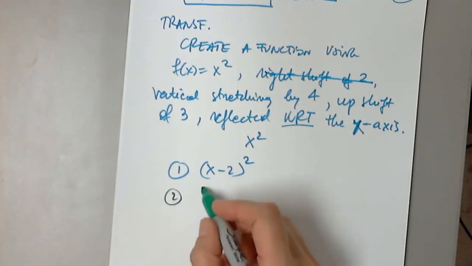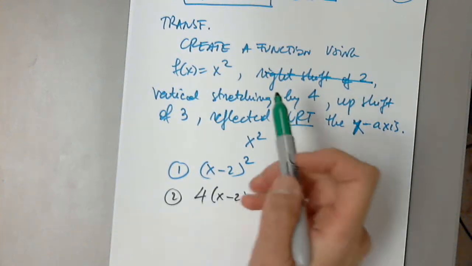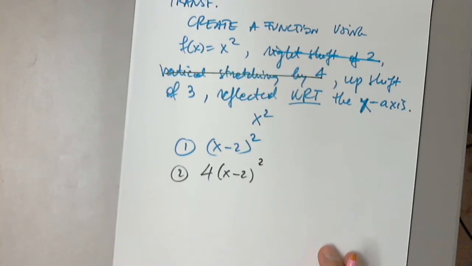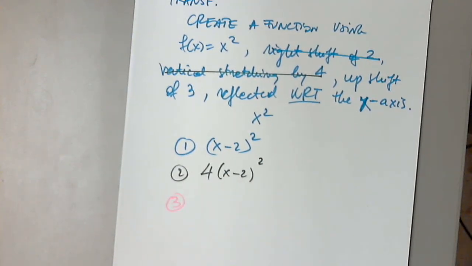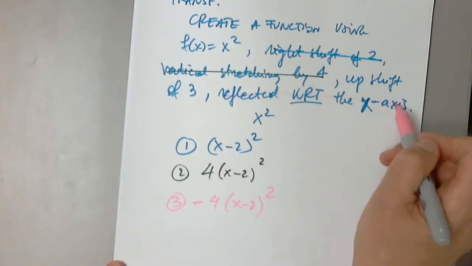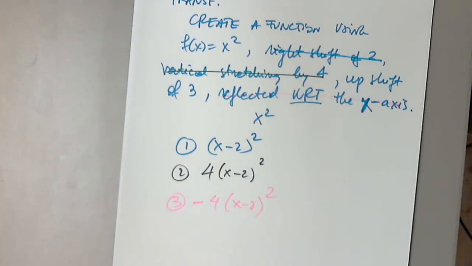Very good. So it's 4(x minus 2) squared. Vertical stretching by a factor of 4. Excellent. That's the correct order. It's like you are evaluating. So you can't forget this. Exactly like you're evaluating. Number 3. Yes. Negative 4(x minus 2) squared. Done. Excellent.